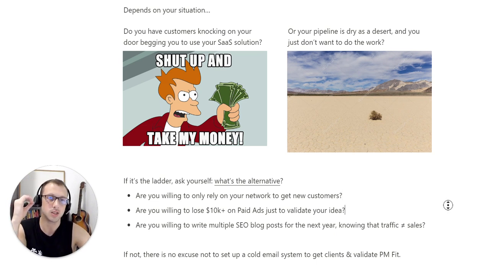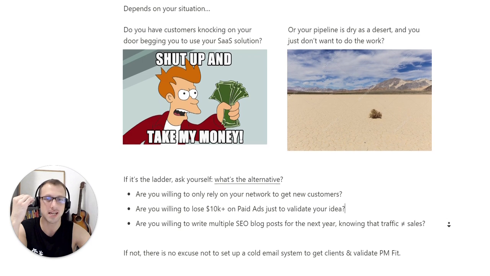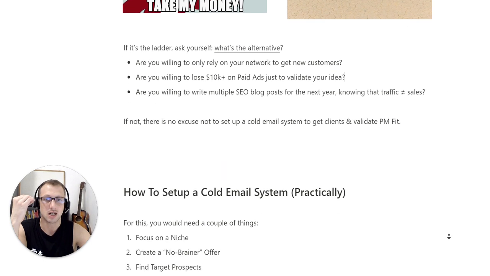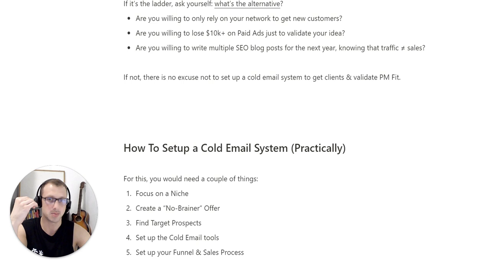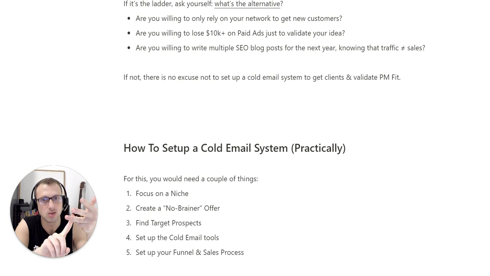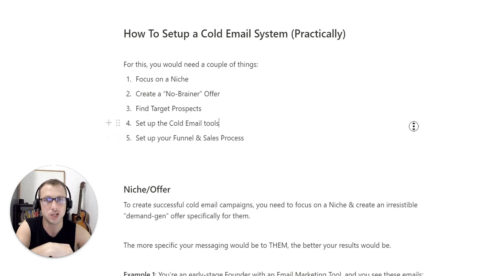Now, in terms of how to actually set up the system, I want to cover this in 5 steps. So you would need 5 things for this. You want to focus on the niche. You want to create a no-brainer offer. You want to find target prospects. You want to set up cold email tools, and you want to set up your funnel and sales process. So let's get started with the first one, niche and offer.